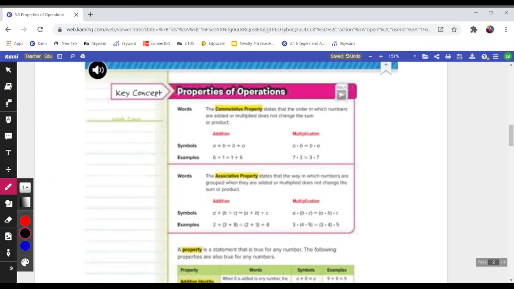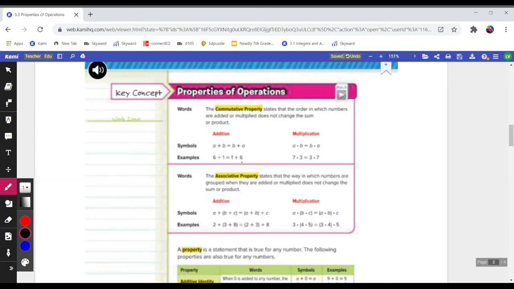So properties of operations. We have the commutative property. That states that the order in which numbers are added or multiplied does not change the sum or product. So to show that, in symbols, we have A plus B is the same thing as B plus A. Or 6 plus 1 equals 1 plus 6. Multiplication, A times B is the same thing as doing B times A. So for example, 7 times 3 is the same thing as 3 times 7.